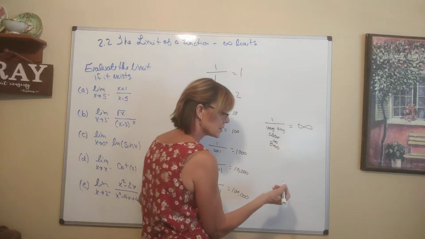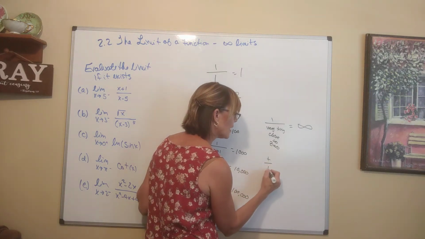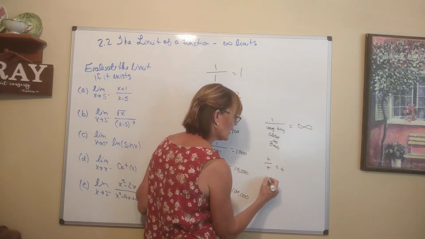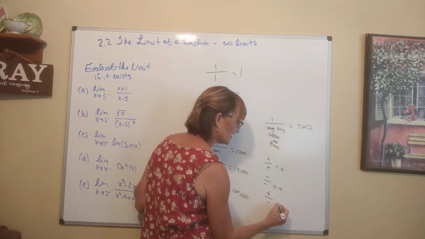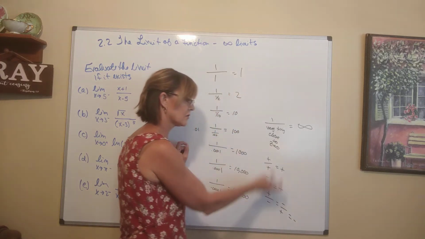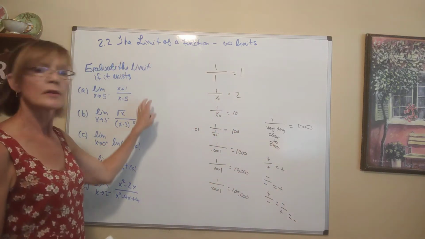So also let's just remember this rule. A positive divided by a positive is a positive. A negative divided by a negative is a positive. A positive divided by a negative, or a negative divided by a positive, gives us a negative. Let's just remember those rules. Now we're ready to approach this.